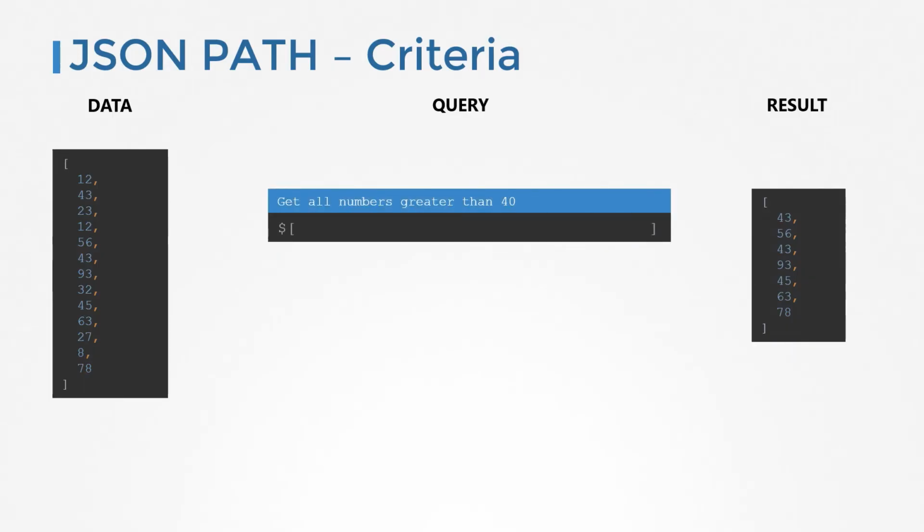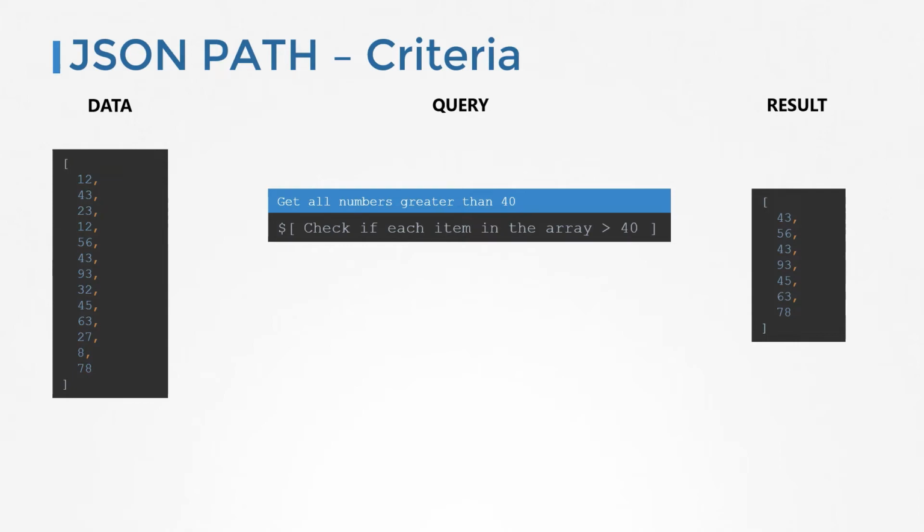Well, we start with the dollar symbol for root element, and since the root element is an array, we use square brackets. Within the square brackets, earlier we were able to just give the position of items in the list, but in this case, there could be thousands of numbers in the list. We want to define a criteria where we say, get me numbers that are greater than 40. So check if each item in the array is greater than 40, and if it is, return that number to me. And that has to go within these square brackets.